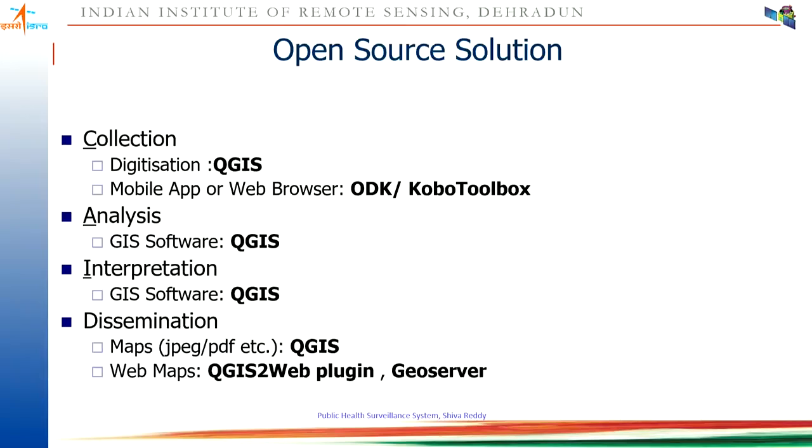So for analysis, we generally need to download this data from the server through GIS software. So you export into some format like CSV or KML, and then import into GIS software.